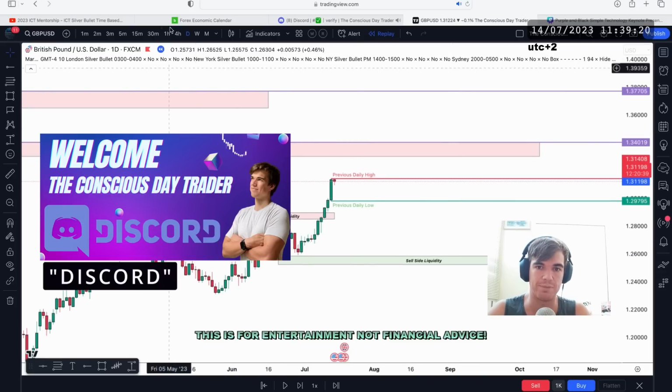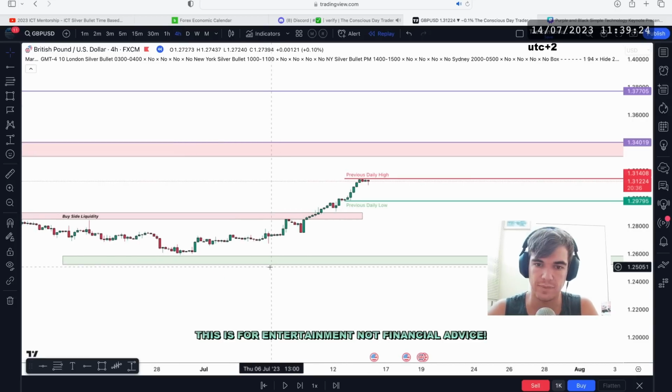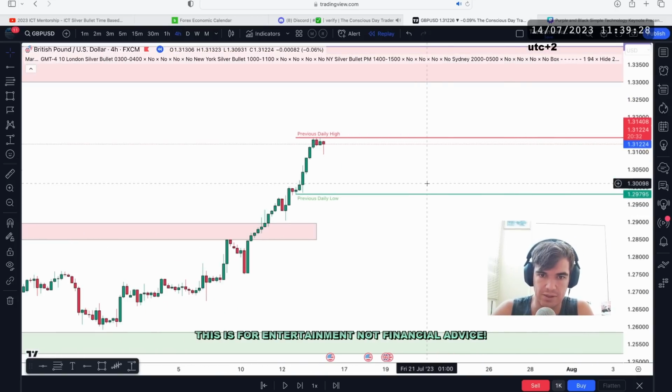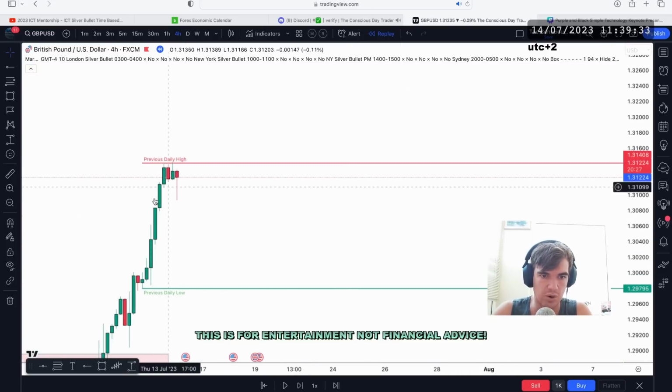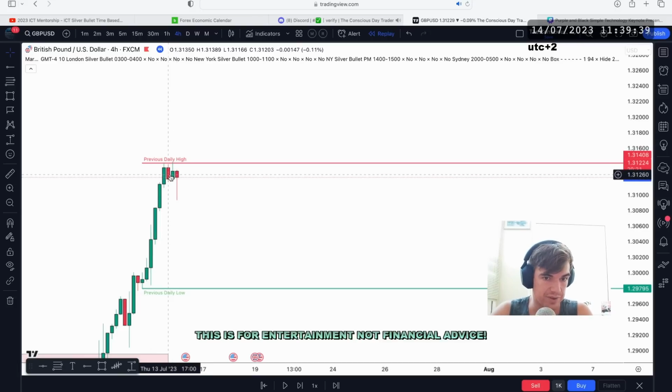Let's see how I'm going to make money from the Silver Bullet. Let's go down to the 4 hour. On the 4 hour, the picture starts playing itself out. So we can see that the price is on the high end of the previous daily high. So it's highly likely the sweep will be to the upside.